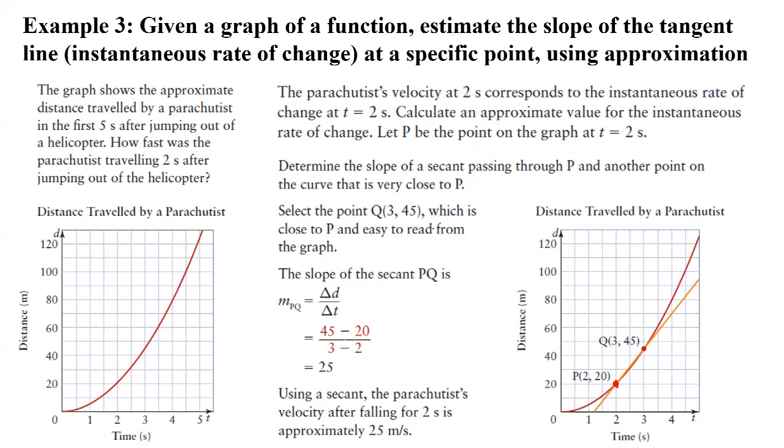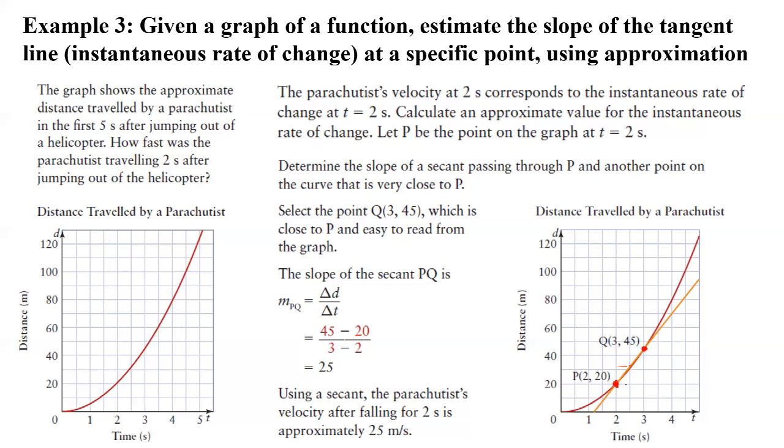So we can select the point Q, (3, 45), which is close to P and easy to read from the graph, which is here, right? The reason we select Q here is because this is the closest point to P whose coordinates are easier to read. For example, if we choose this point, the y coordinate is not very clear to us, right? So we choose Q here. And then the slope of the secant PQ is given by m_PQ equals delta D over delta t, which is (45 minus 20) over (3 minus 2), which is 25, right? So this is an approximation of the slope of the tangent line at point P. This is the best result we can get from the graph, okay?